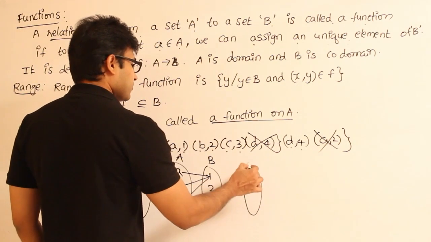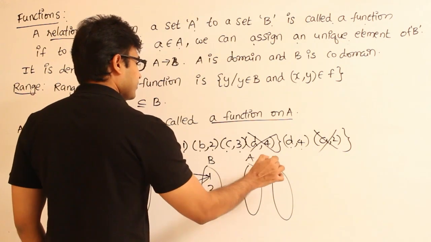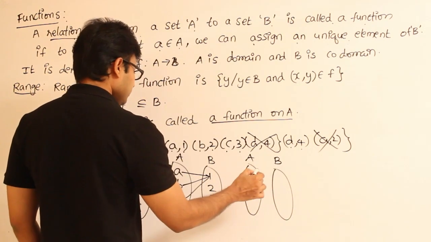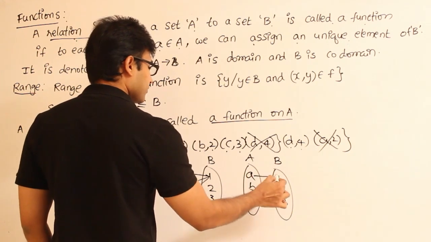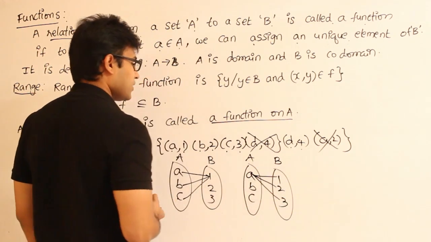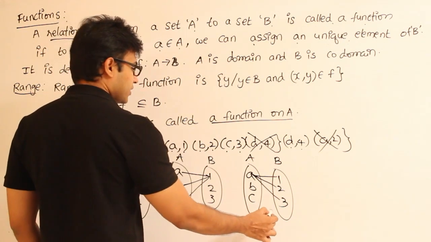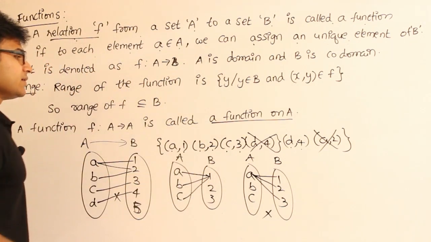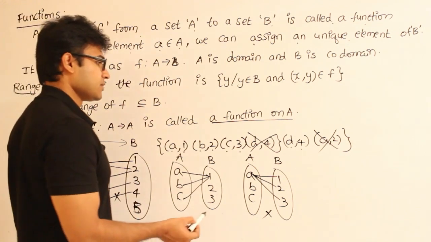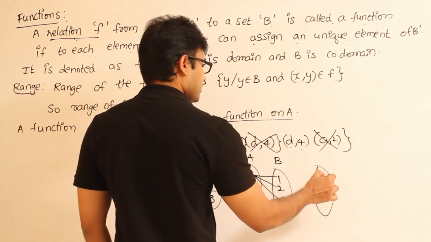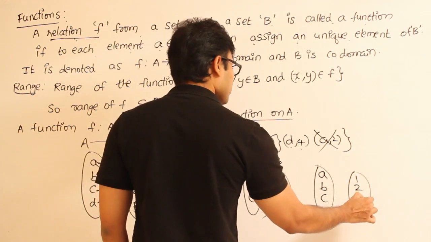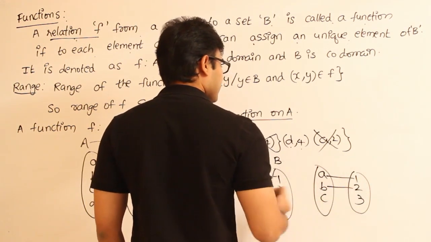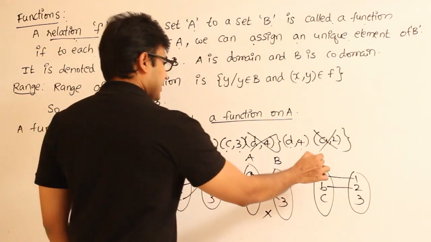Now tell me whether this is a function or not. a, b, c, 1, 2, 3. Is this a function? It is not a function, right? Why? Because a is having more than one image. Tell me whether this is a function or not. a, b, c, 1, 2, 3. Is that a function? It is not a function.